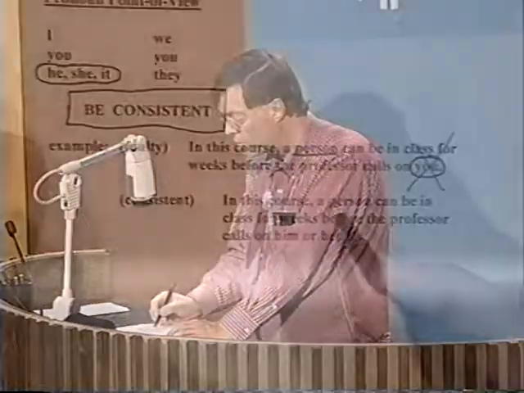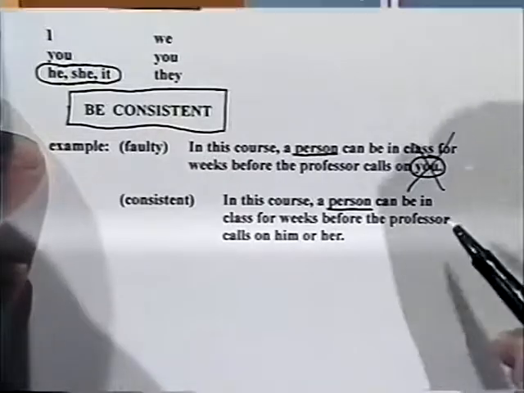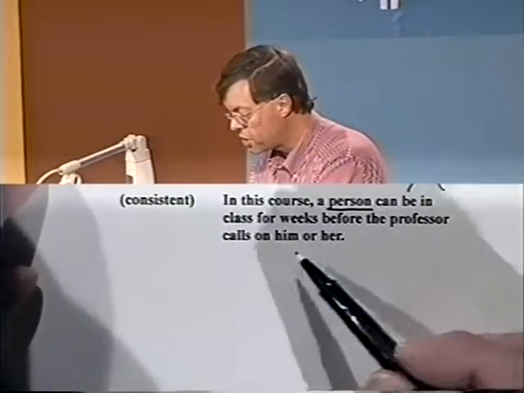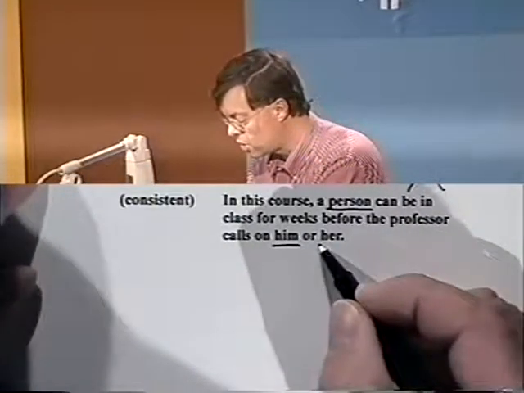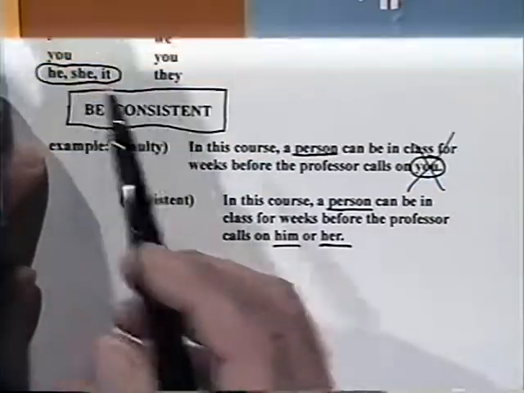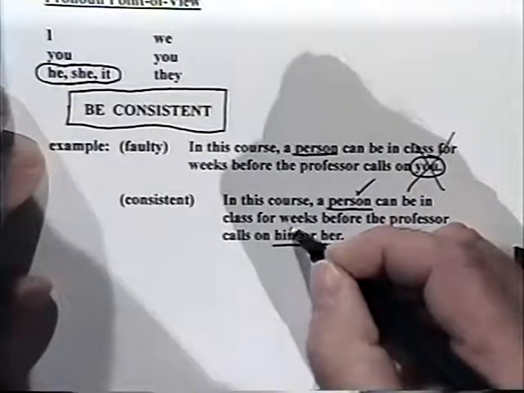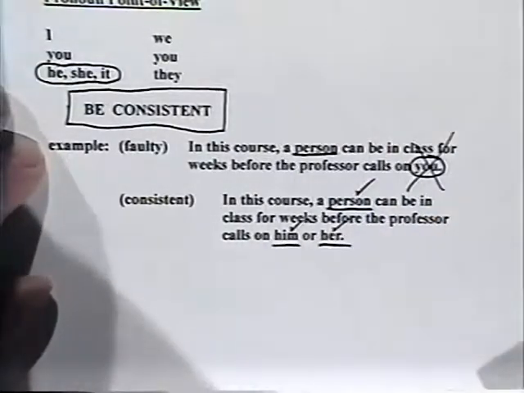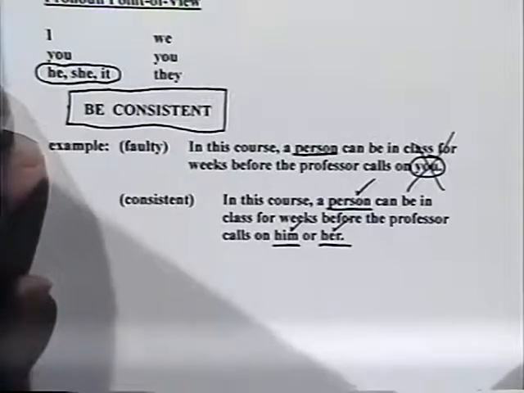Now we're going to rewrite it so that it is consistent. In this course, a person, third person singular, can be in class for weeks before the professor calls on him or her, which are forms of he, she. Notice third person singular, third person singular, third person singular. Okay, they're all consistent.